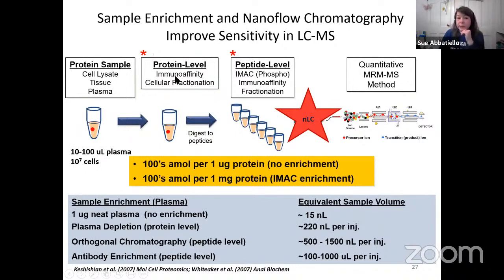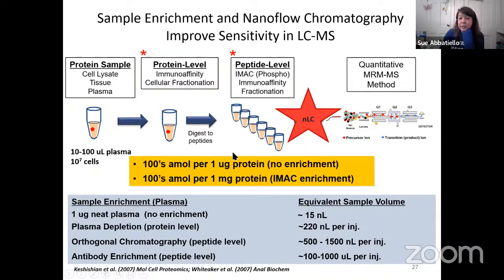You can do protein level enrichment by amino affinity. You can do an anti-protein antibody to enrich just your protein. You can pull out particular aspects of the proteins in your sample. You could do cellular fractionation, you could do size exclusion, you could do ion exchange, and separate your total number of proteins into bins, and then fractionate them and analyze them one by one to help get to lower amounts of protein per sample. Another fractionation step is at the peptide level.